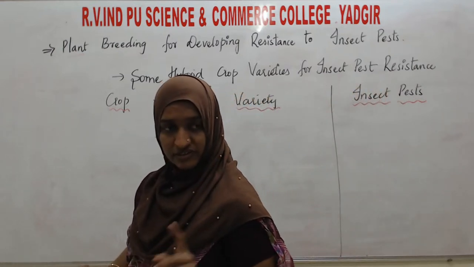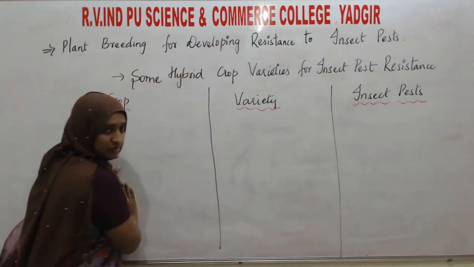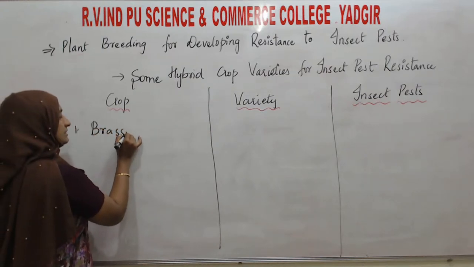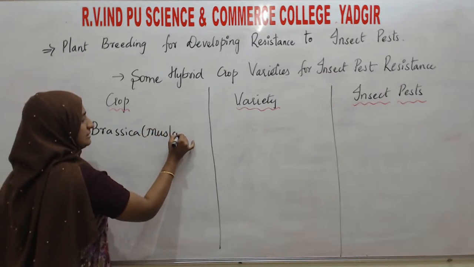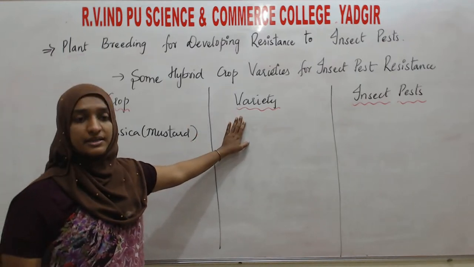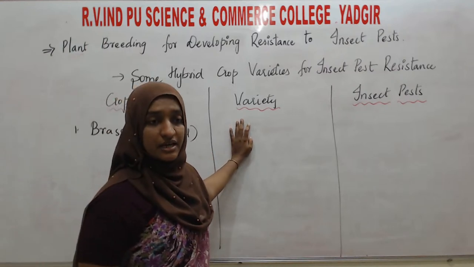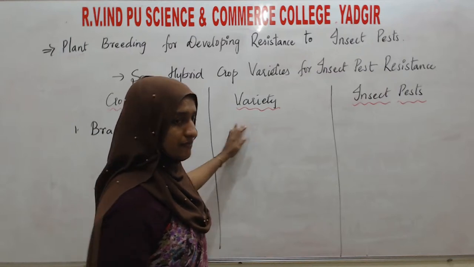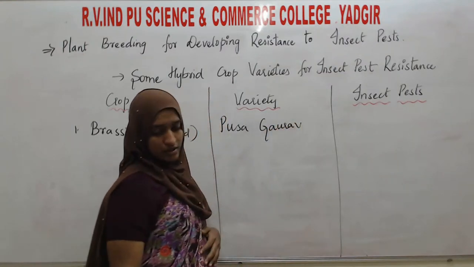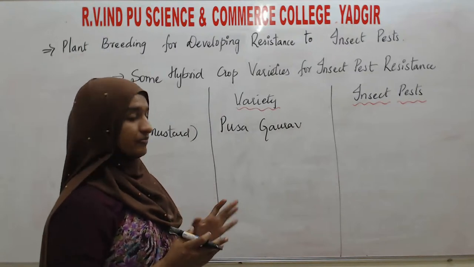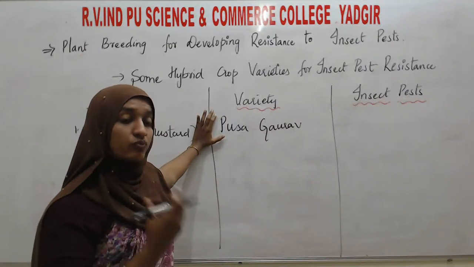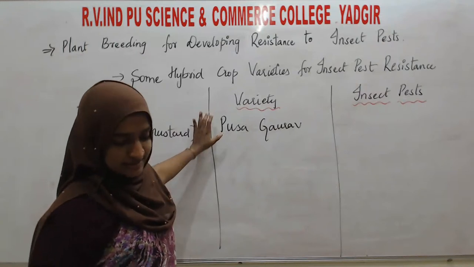In this, first is Brassica, which is the mustard plant. Brassica is the name of the mustard. After breeding this Brassica plant, they got a new variety or hybrid. What is the name of the hybrid they had given? They had given Pusa Gaurav. Pusa Gaurav is a new variety in the Brassica or mustard plant. The insect to which it becomes resistant is the aphids.